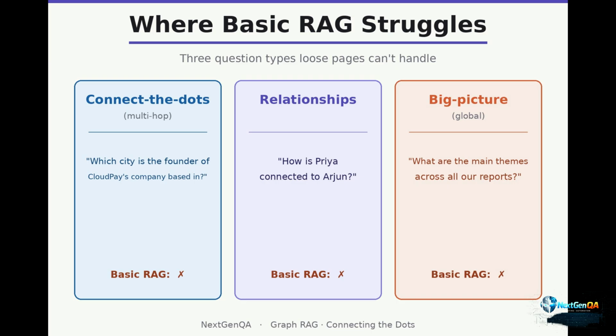Important point. Basic RAG is not broken. It is excellent for direct lookups. It simply was never designed to reason across connections. And that is the exact gap GraphRAG fills.